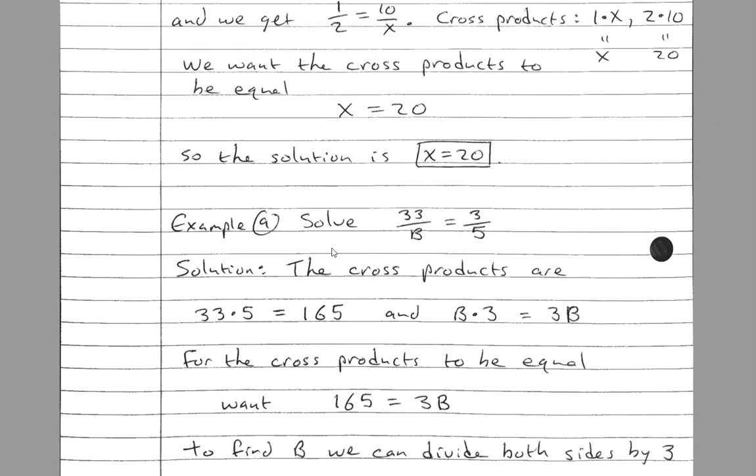Okay, how about this one? Instead of an x, we have a capital B. 33 over this mystery number is equal to 3 over 5. This time the 3 over 5, we can't simplify it. It's already in lowest terms.